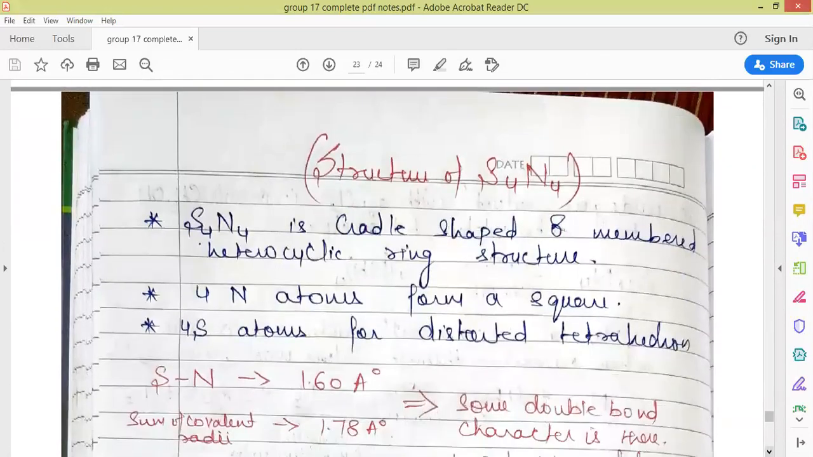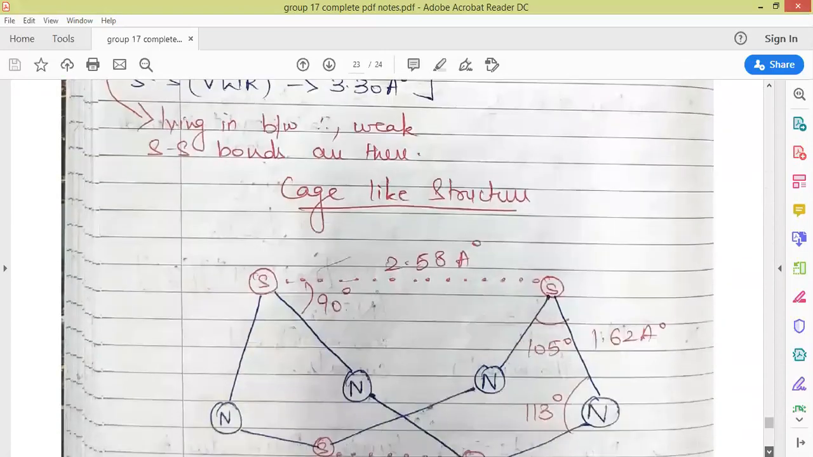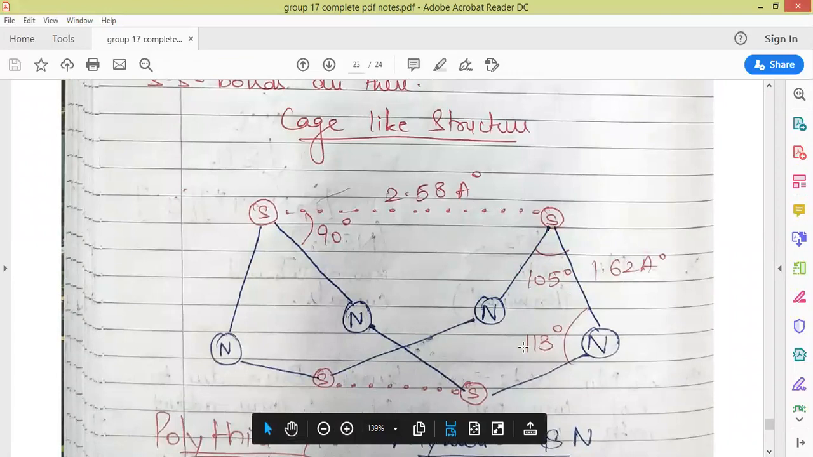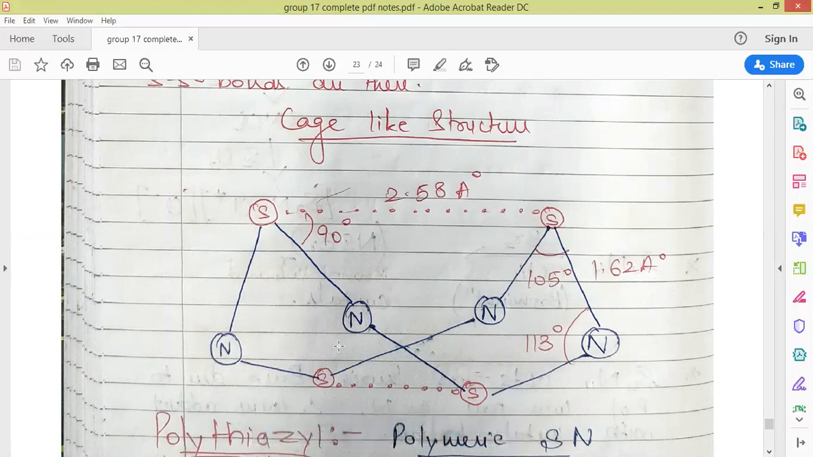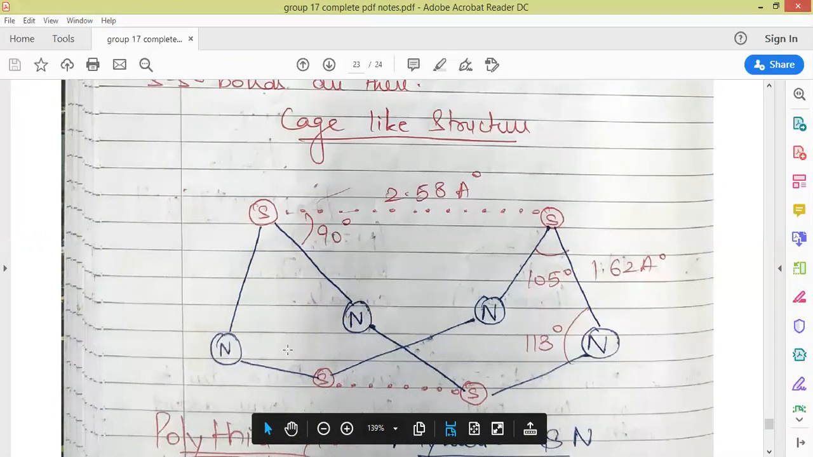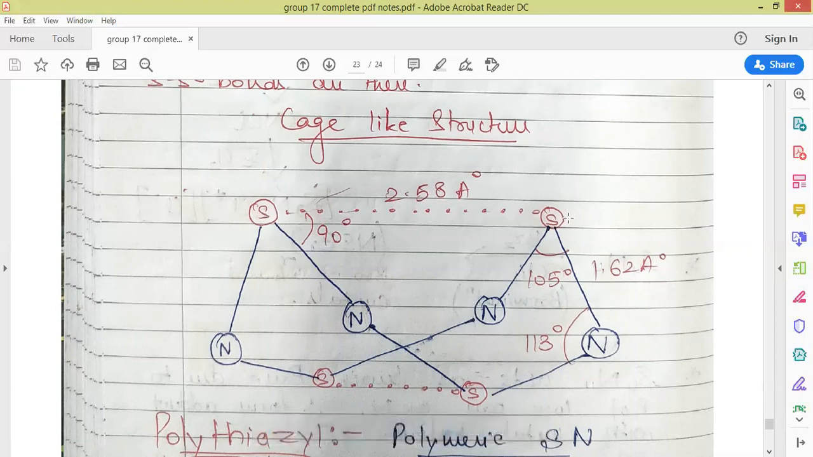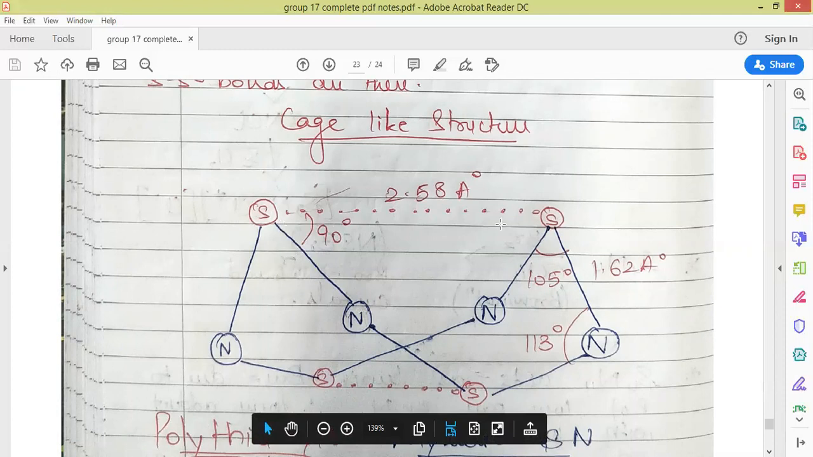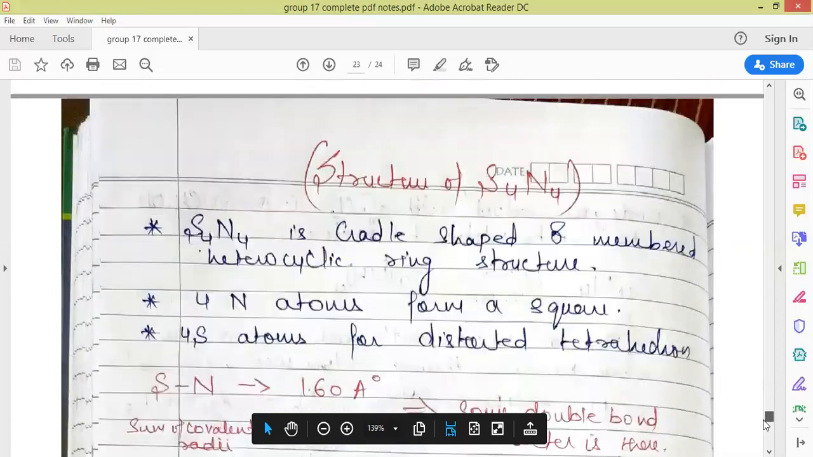Next is the structure of S4N4. It has a cage-like, cradle-shaped structure where nitrogens are present. If we look at the structure in 3 dimensions, we can see that nitrogens are forming a square. These are present as a square in a plane, and sulfur atoms are present in a distorted tetrahedral arrangement, 2 above and 2 below the plane. Each sulfur is connected to 2 nitrogens, and in this way it forms a cradle-shaped structure.